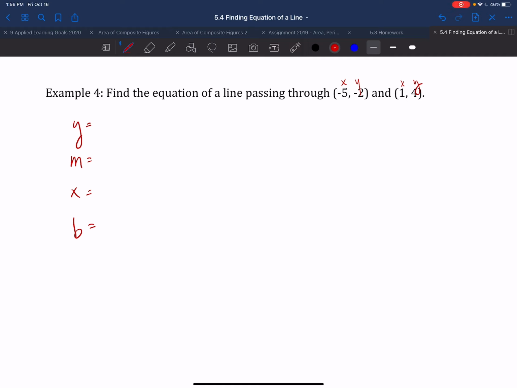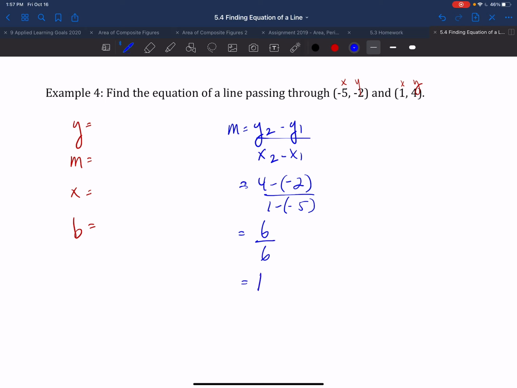If I have 2 points, I can use the formula, the difference in the y's over the difference in the x's, to figure out the slope. So if I find the slope here, 4 minus negative 2, right, subtracting the y's, over 1 minus negative 5, subtracting the x's, I get 4 minus negative 2, or 4 plus 2, which is 6. 1 minus negative 5, or 1 plus 5, which is 6. And 6 divided by 6 is 1. So now I know the slope is 1.